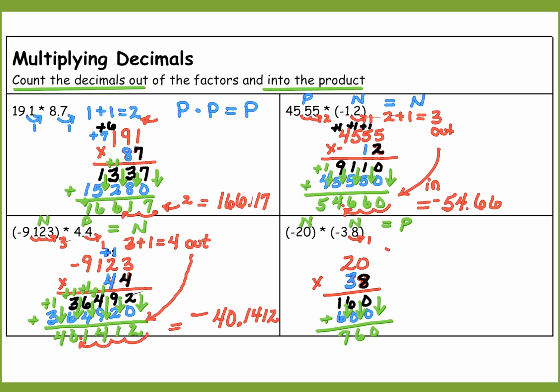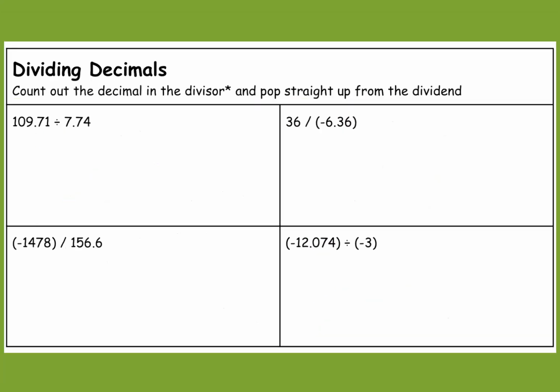Now remember, because we moved that decimal out one space, we have to move it back in one space between the 6 and the 0. So our final answer is a positive 76.0, or just 76.